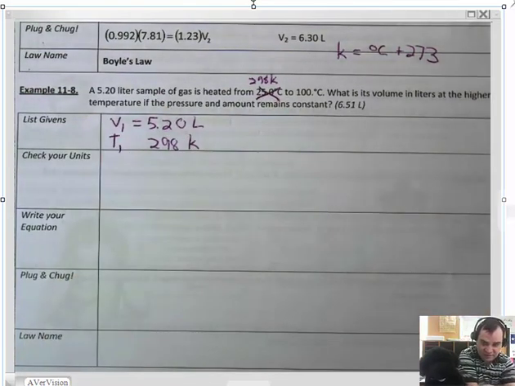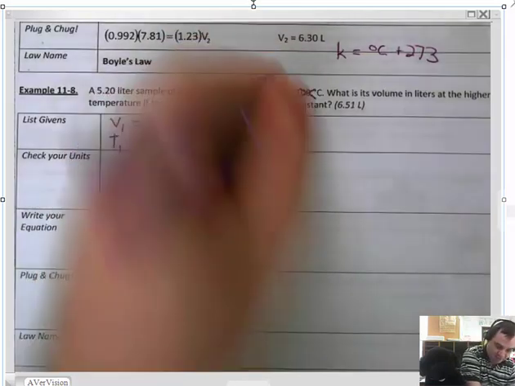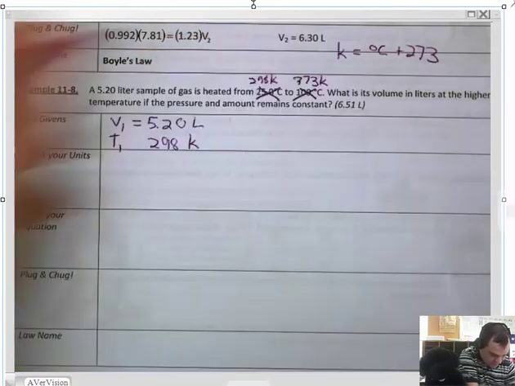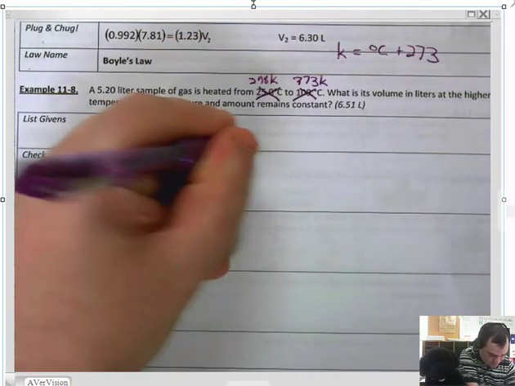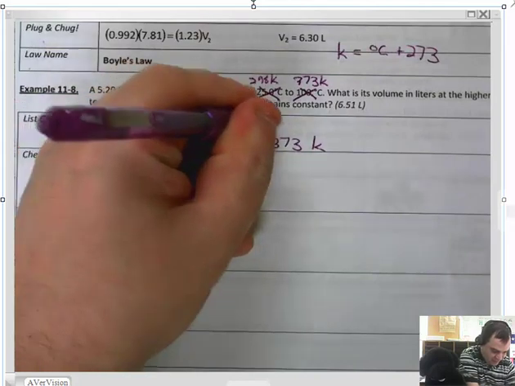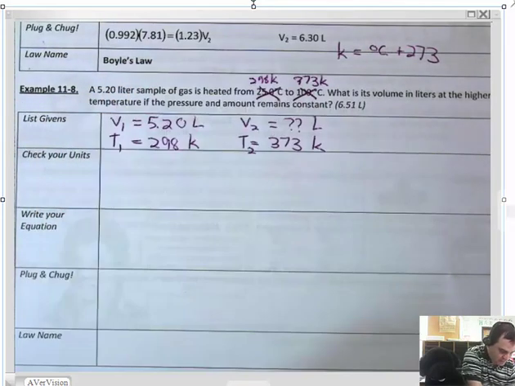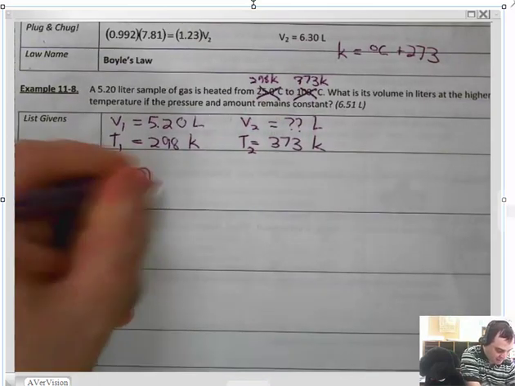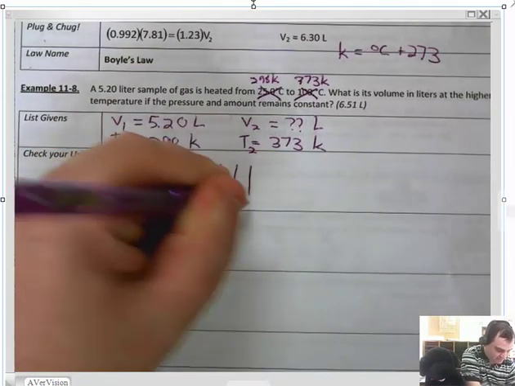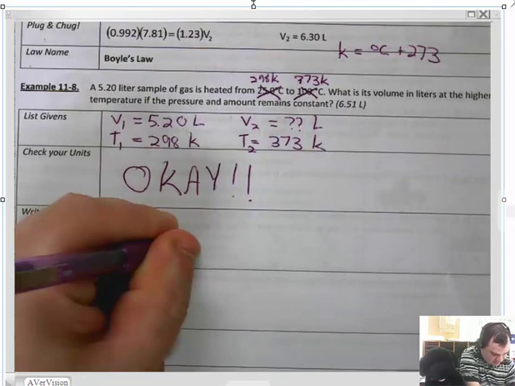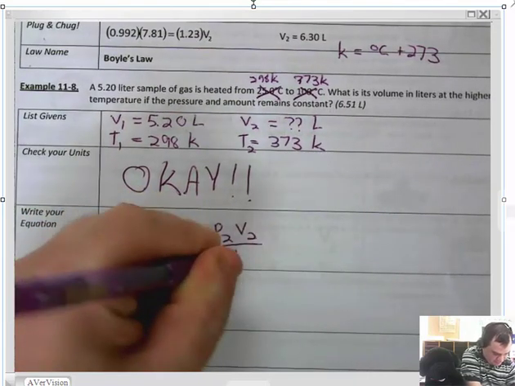And 100 degrees Celsius. We cannot use Celsius. We are going to use 373 Kelvin, and that is going to be T2. What is the volume in liters? So we are looking for the volume in liters at the higher temperature if the pressure and the amount remain constant. Then we check our units. The units are the same. Then we write down our equation: P1V1 over T1 equals P2V2 over T2.